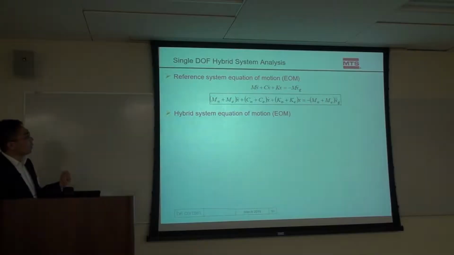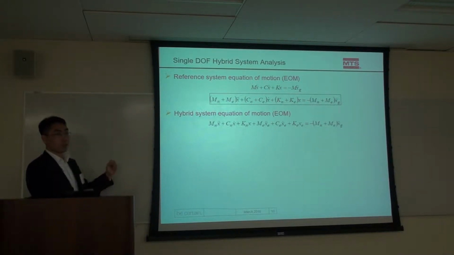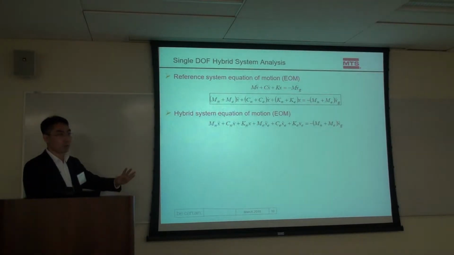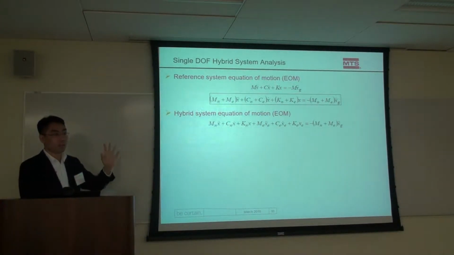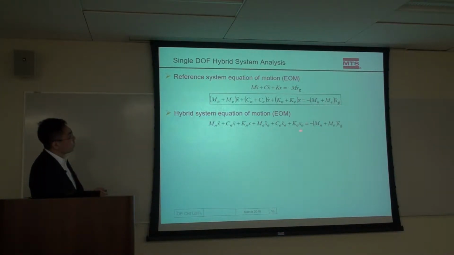But when we do hybrid simulation, we have to divide this into two portions. The N subscript denotes the numerical substructure, and the E is the experimental substructure, right? We can divide those M, C, K arbitrarily into two parts. But because we have this control error, meaning that your actuator is not a realistic device, there will be amplitude and phase control error in there. So we write it out into this form.